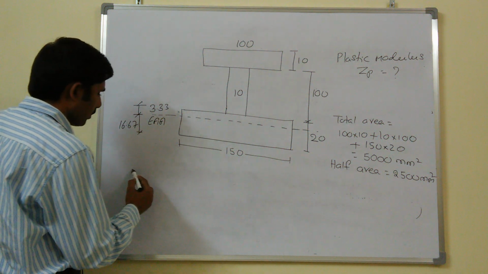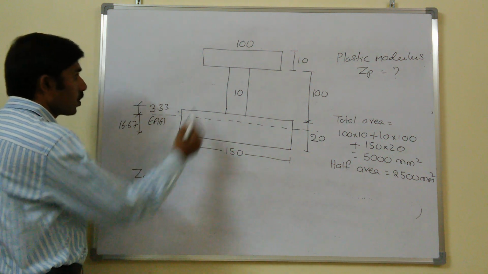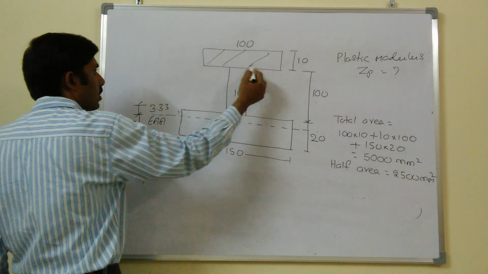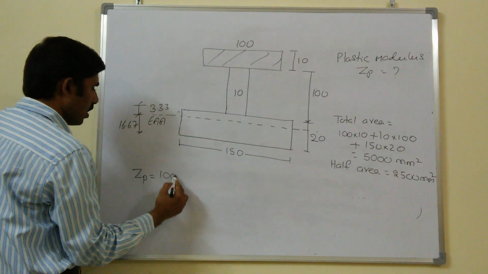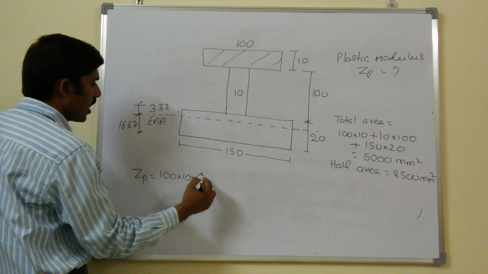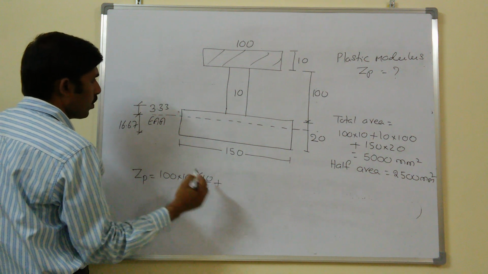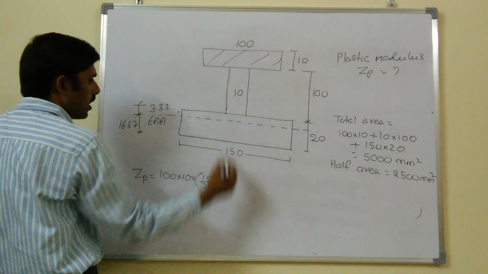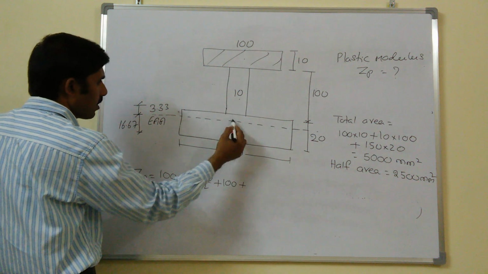Now ZP equals first the top one, this one: 100 into 10 into centroid distance, which is 10 by 2 plus 100 plus 3.33.